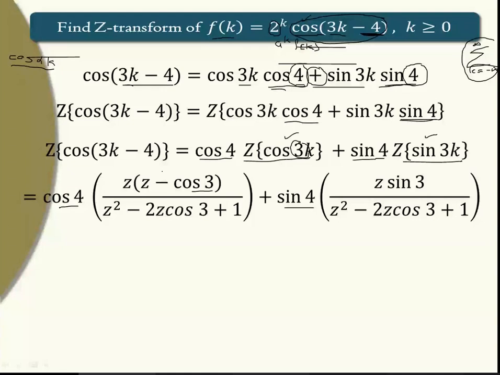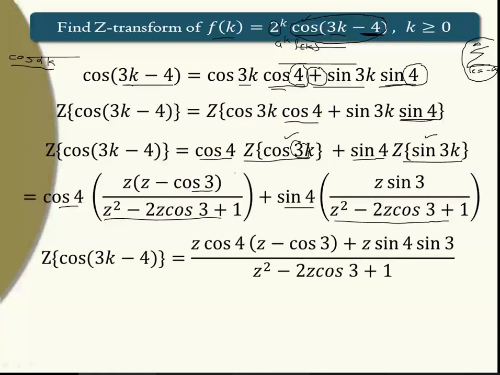Now, if you want, you can further simplify it. You can see these are having common denominator, so you can combine them together. So it becomes z into cos 4 into z minus cos 3 plus z into sin 4 into sin 3, divided by all this term, that is z square minus 2z cos 3 plus 1. So just now we got Z transform of this term.